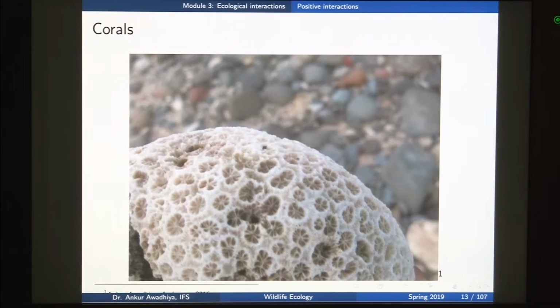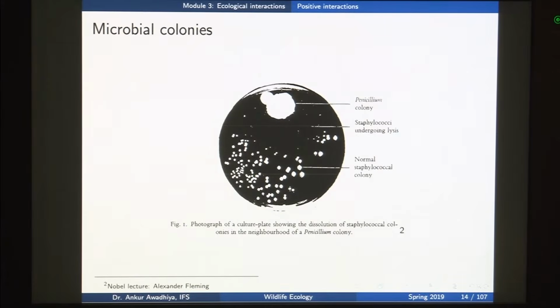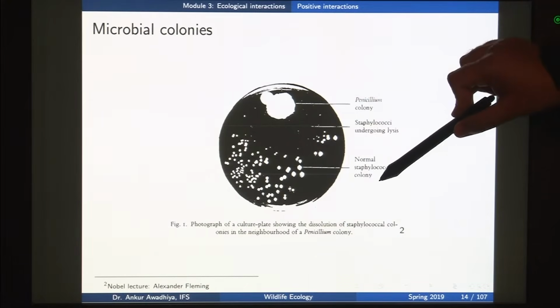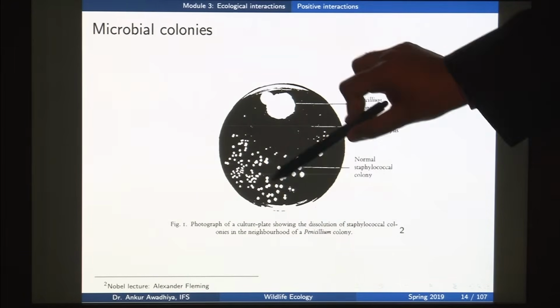Another example of a colony is microbial colonies. So, for instance, in this petri dish, and this is an image from the Nobel lecture of Alexander Fleming, who discovered penicillin, the first antibiotic, here we are seeing a penicillium colony. This is a colony that is made by a fungus, and here we have normal staphylococcal colonies. So, all of these are different colonies.